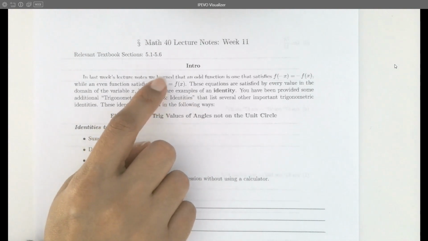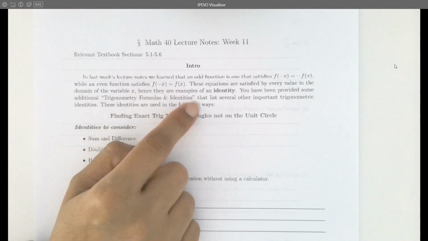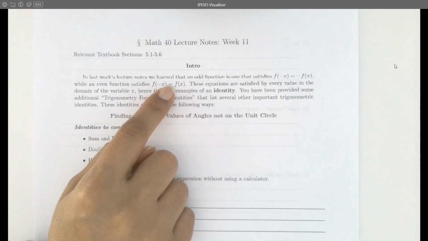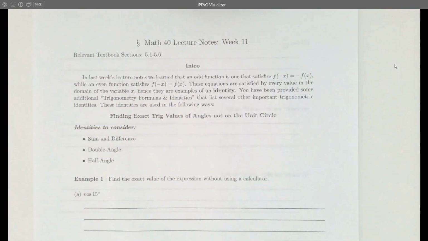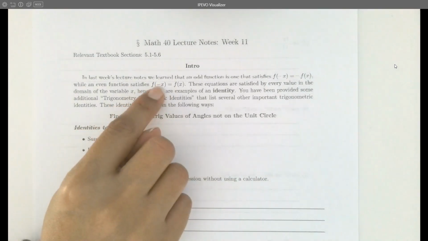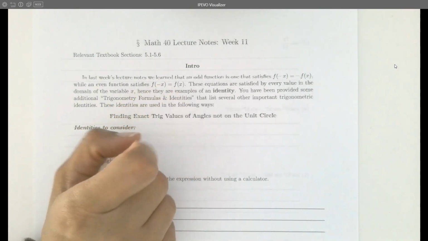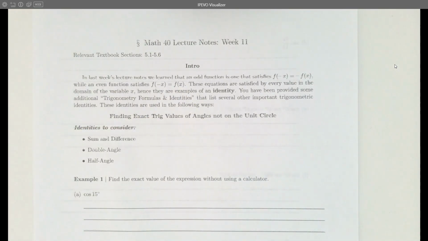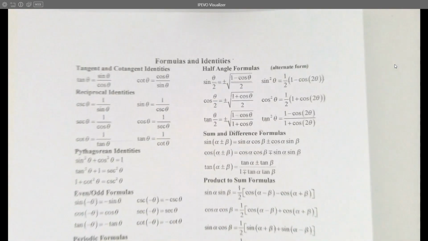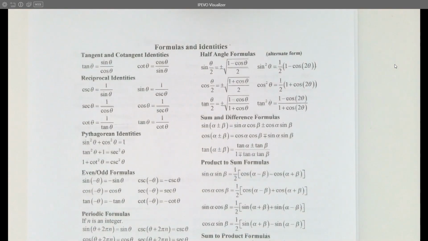So these equations are actually called identities. They are examples of identities because that is something that is true regardless of what value you replace for x. So it's true for every x, and when that is the case, you have an identity. And those are just two of several other identities that exist for trigonometry.